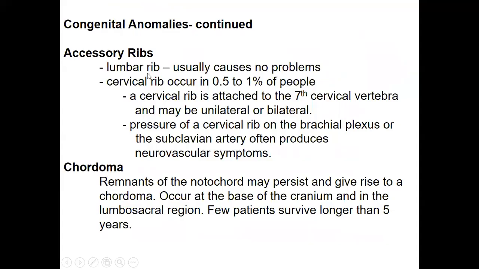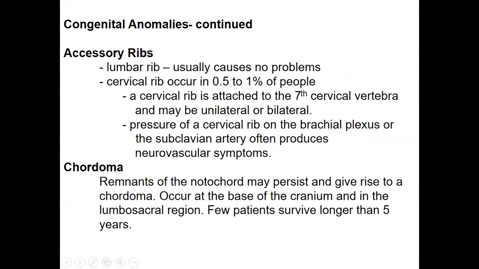And then the other congenital anomaly that you have to know is accessory ribs. The lumbar ribs usually cause no problems. Accessory ribs can happen as lumbar ribs, but usually cause no problem. But cervical ribs occur in 0.5% to 1% of people. A cervical rib is attached to the seventh cervical vertebra and may be unilateral or bilateral.